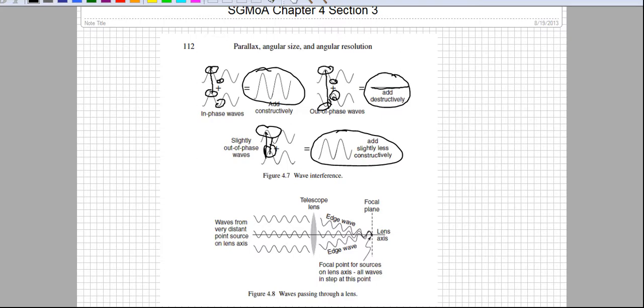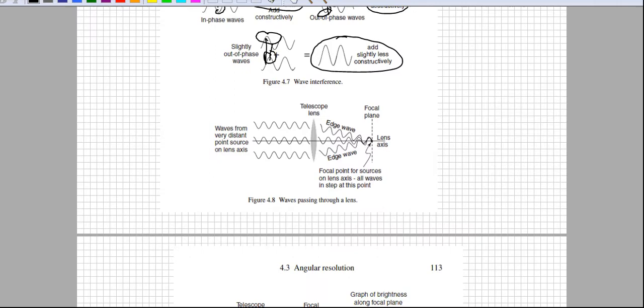What does that have to do with telescope lenses and mirrors? We're going to show the case of lenses here, and in pictures like figure 4.8, we're taking a slice through that lens so you can see what's happening from a side view. Now in this picture, there are light waves all coming from a point source. These are all light waves coming from the same point source, which is way out here somewhere. As a matter of fact, it's so far away that these light waves are coming in parallel to each other.